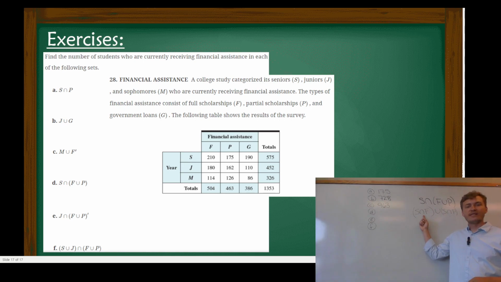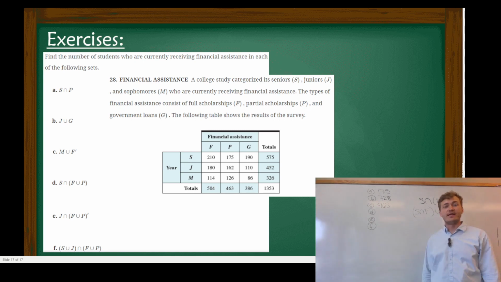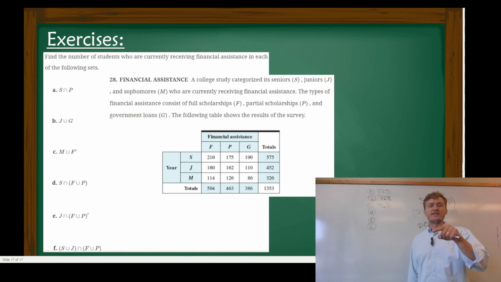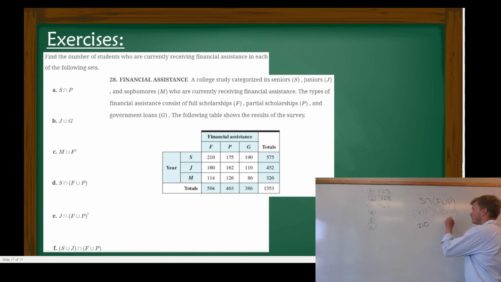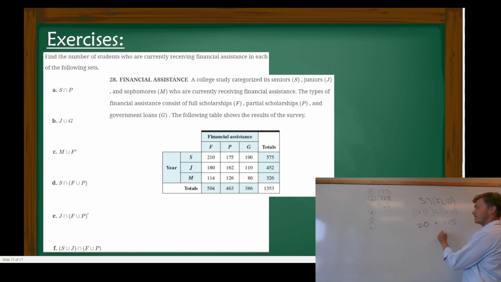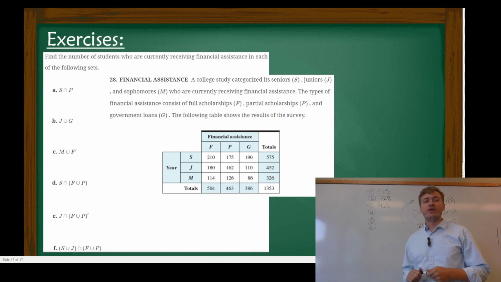What's the intersection for S and F? Where's the overlap for S and F? It's 210. What's the intersection for S and P? Well, for S and P, the intersection is 175. We're going to union or bring these two together, and there is no overlap, so we're just going to add them directly together. 5 and 0 for 5, 1 and 7 for 8, 2 and 1 for 3, giving us our grand total here of 385.